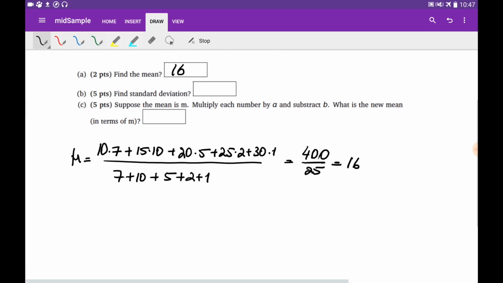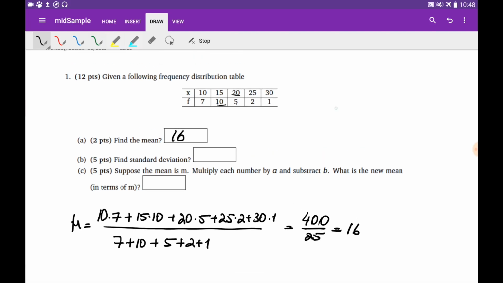So in order to find the standard deviation, I need to create again a different table where I need to write down x minus mu squared, right? And the frequencies are going to be the same.